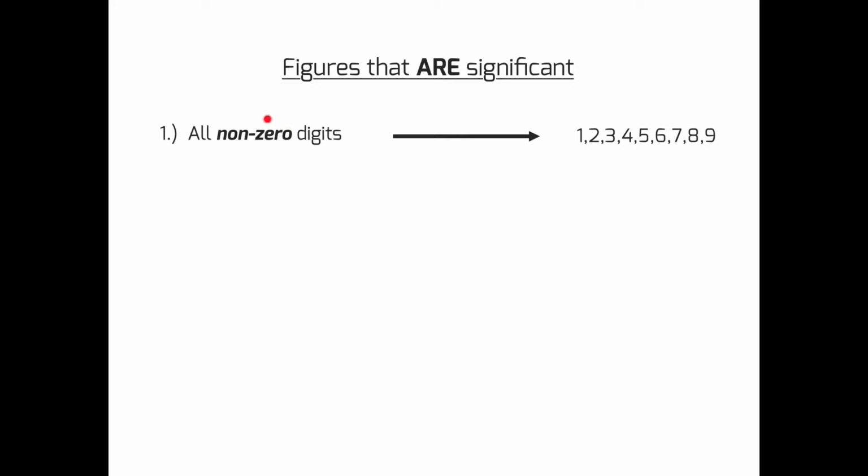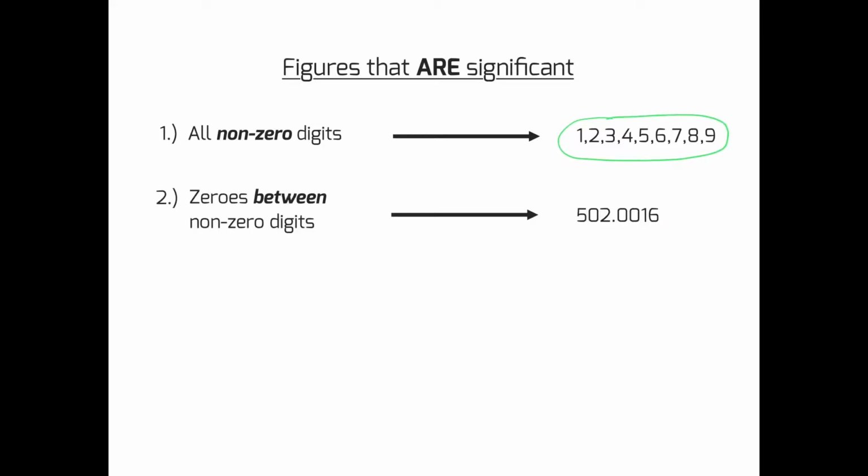All non-zero digits are significant, which means that anytime you see one of these numbers, it's going to be a significant figure. All zeros that are between non-zero digits are also significant. So this 0 right here, we can see that that is between this 5 and this 2, which means that it's significant. If we look at these other two zeros, we have a 0 here and a 0 here. Now those are next to each other, but they're also sandwiched between this 2 and this 1, which means both of these zeros are significant.